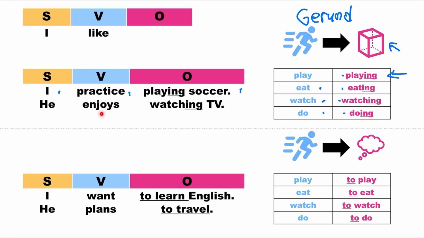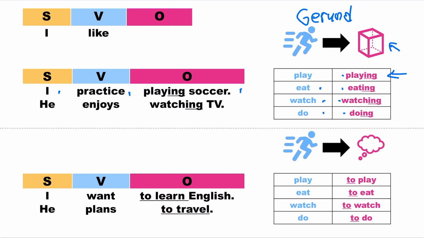He enjoys. This gives him pleasure. What gives him pleasure? Watching TV. So the play becomes playing. This is not a verb anymore. This is a verb, not a verb.